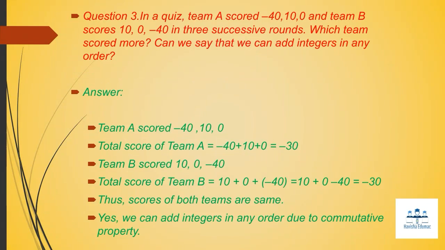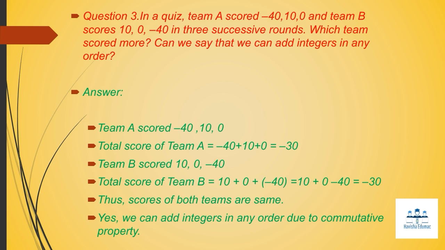The signs are different, so we need to subtract it. Minus 40 plus 10 is equal to minus 30. If we add 0 to minus 30, the answer remains same. Team B scored 10, 0, minus 40. For finding the total score of Team B, we need to add all the scores. 10 plus 0 plus minus 40.